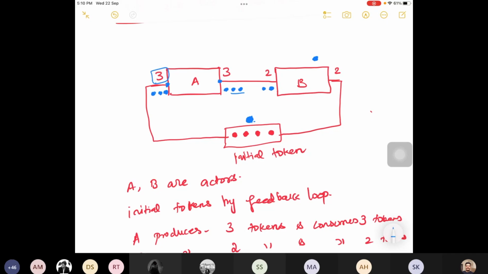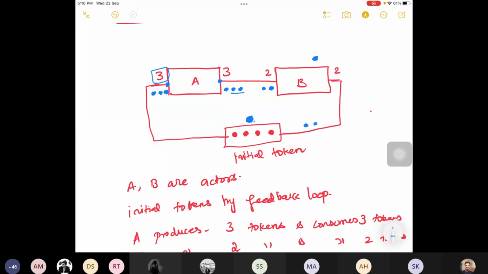And B produces 2 tokens. But out of the 3, B consumes only 2. The remaining one is already here as the remaining 1 token. Now B produces 2 tokens, 1 and 2, and these 2 come here.